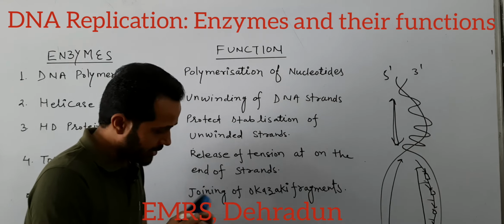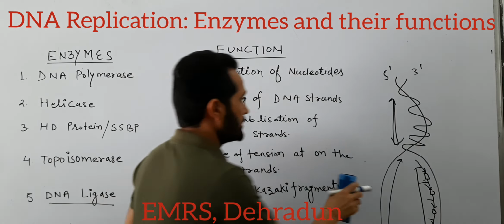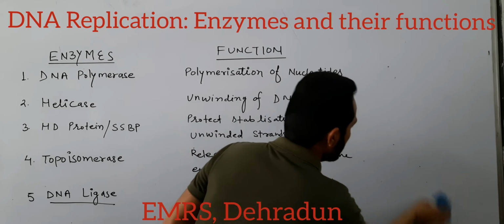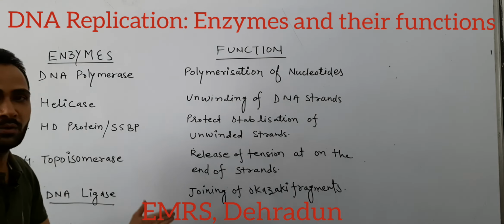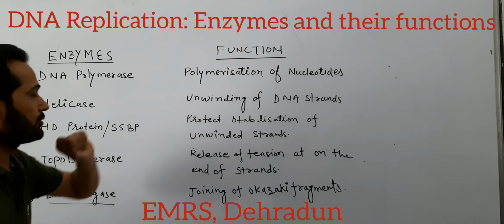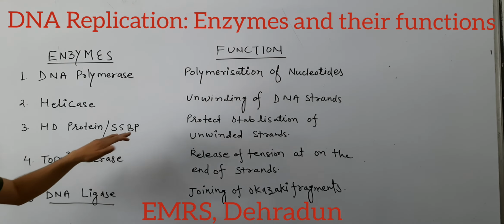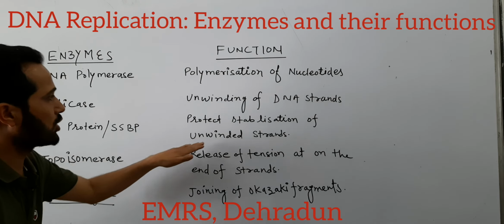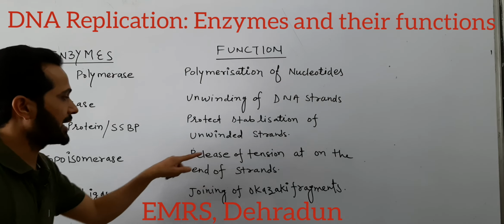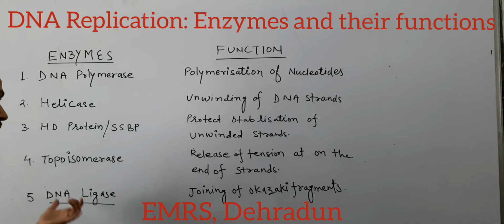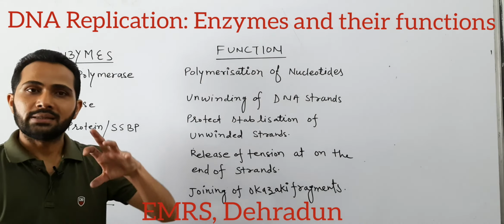In this way, we can conclude that without the help of these enzymes, DNA replication cannot be possible. To complete the process of DNA replication, all these enzymes are very important. So let's summarize. These are the 5 important enzymes and their functions. DNA dependent DNA polymerase: polymerization of nucleotides. Helicase: unwinding of DNA strands. HD protein or SSBP, single strand binding protein: protects stabilization of unwound strands. Topoisomerase: release of tension at one end of the strands. And DNA ligase, the 5th important enzyme: joining of Okazaki fragments. So this is the end of this video.